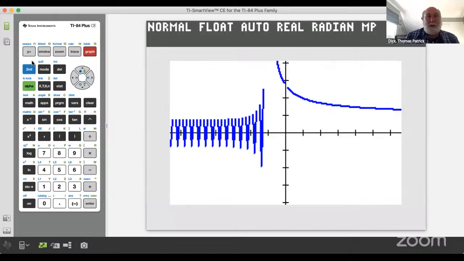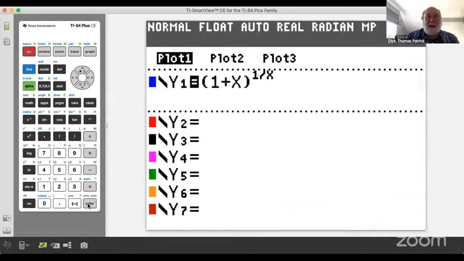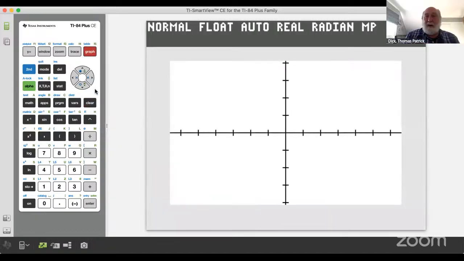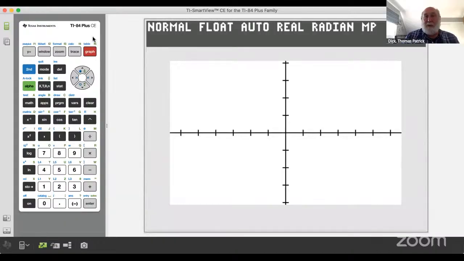Oh, let's see, what did I do? I think there might be something in your Y equals. Yeah, I think there is. Yeah, let me clear that out. Oh, that's interesting. Oh, that's a weird graph. Okay, let's try graph again. Oh, there's no points showing up.